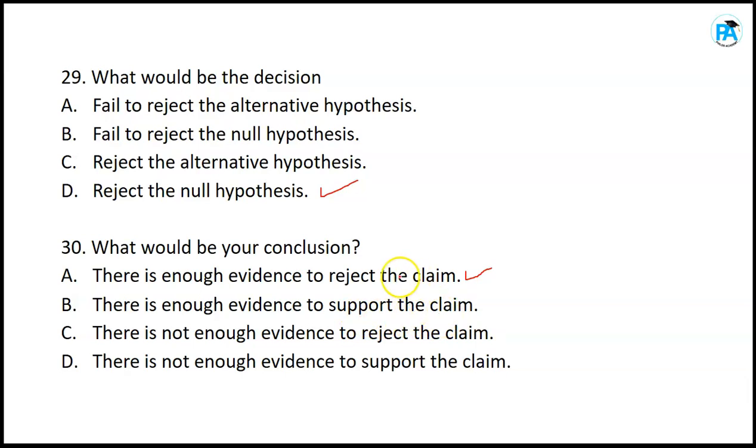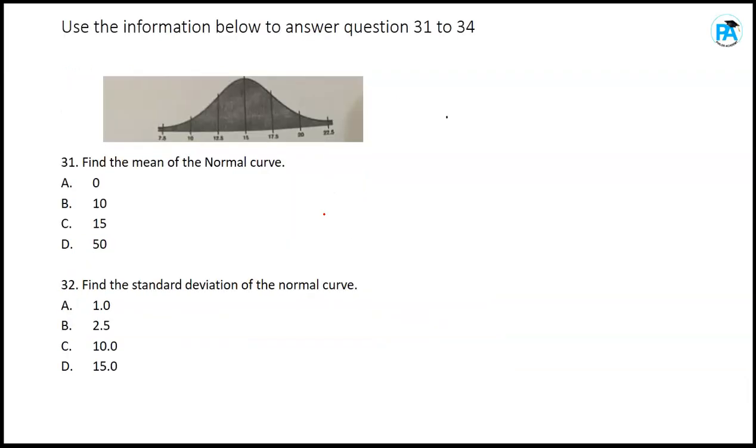But here, let me just answer the question and go. Since we rejected H0, and H0 was the main claim, the conclusion will be that there is enough evidence to reject the claim. That's why we rejected it. Okay, so let's proceed to this.